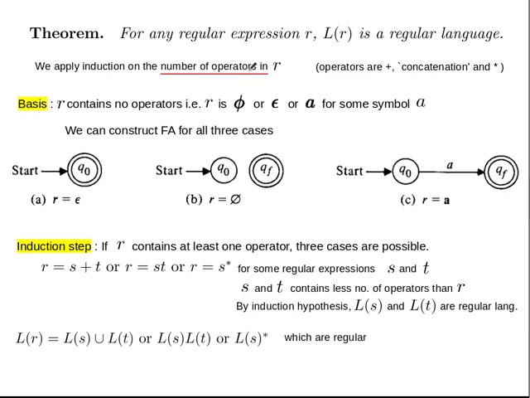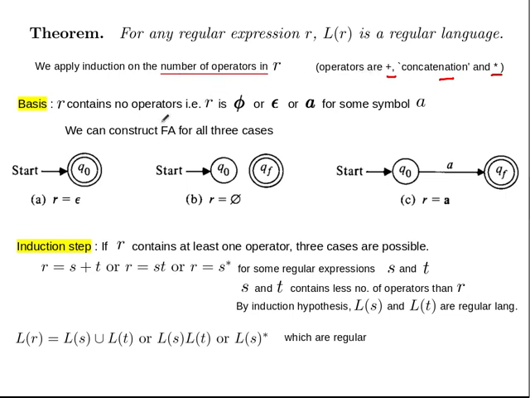So again we have induction, and what is the induction parameter? It is the number of operators in this regular expression R. R is a regular expression, so it is constructed out of either phi, epsilon, or boldface A for some symbol A, and then you can add plus, concatenation and Kleene closure. These are the three operations you can apply repeatedly. And we are doing the induction on the number of these operators.